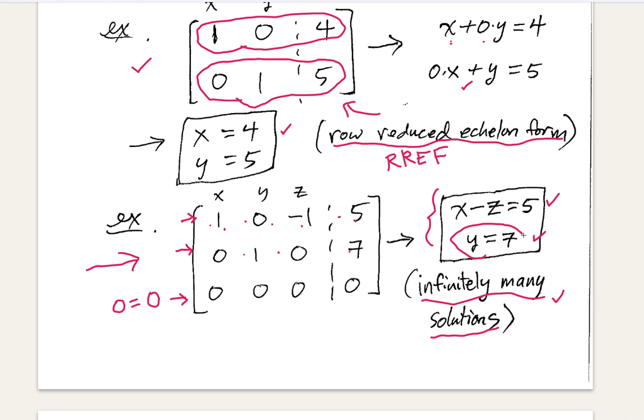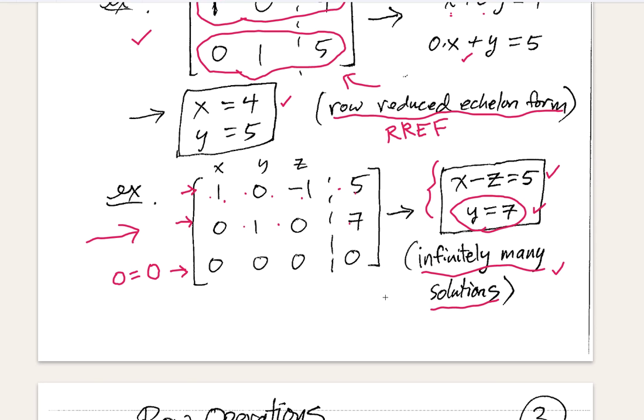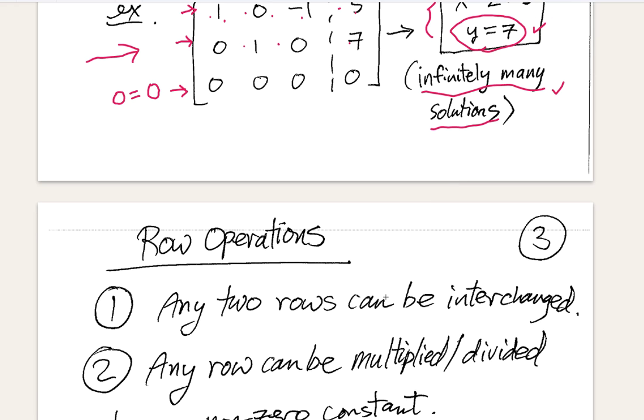Y is 7, right? It's determined. But if you look at x and z, how many values of x and z can you find whose difference is 5? The answer is infinitely many, right? So if I'm talking about a solution as being an x, y, z triple, there's actually infinitely many solutions to the system. But we'll see more of these as we go along, okay?